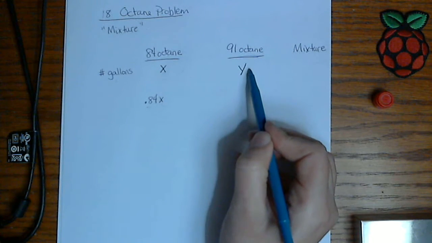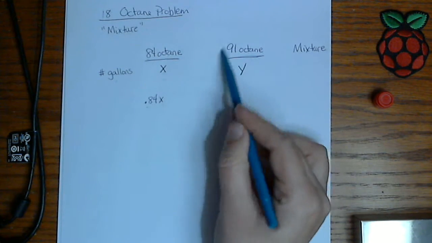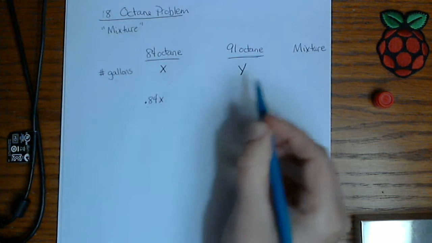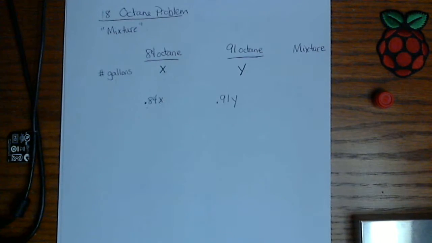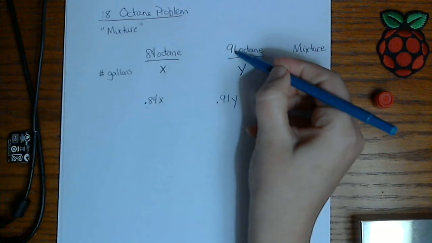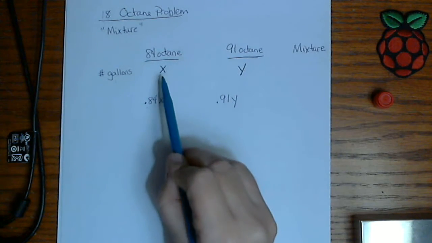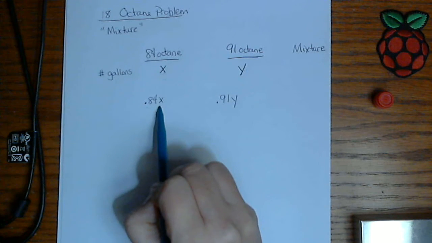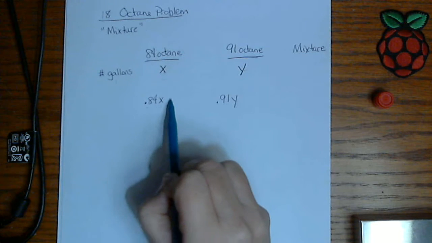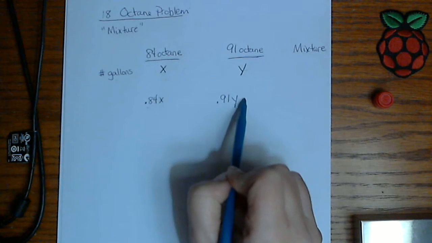Likewise, if we wanted to find the number of gallons of just the octane, not the number of gallons of all of this mixture, but just the octane, we would take 0.91 times Y to give us the total gallons of just octane. Remember, it's 91% octane and 9% something else altogether. So if we have a mixture of X gallons of this and Y gallons of that, that's going to be a total of 0.84 times X for the number of gallons of octane in this part of it, and 0.91 times Y for the number of gallons of octane in just this part of it.